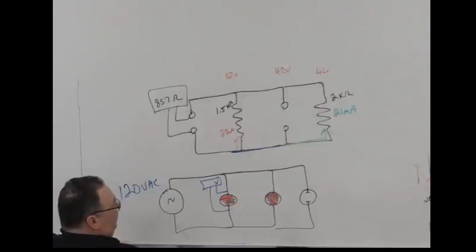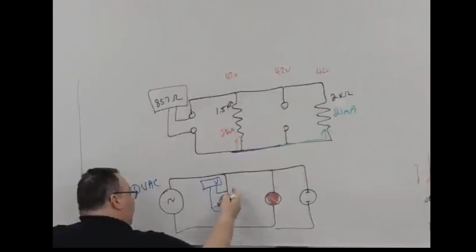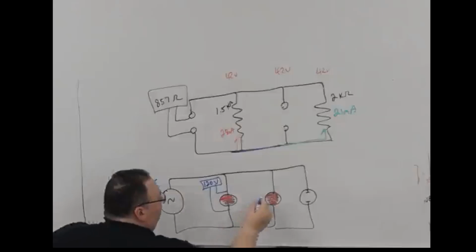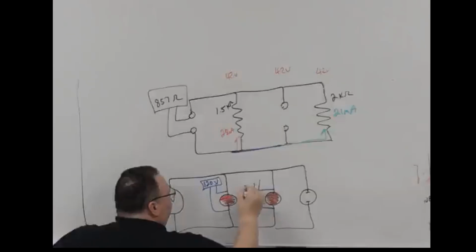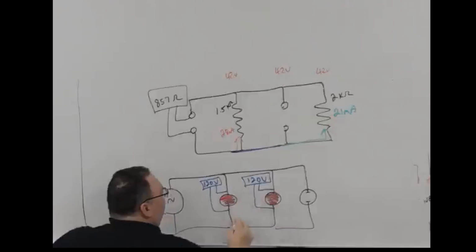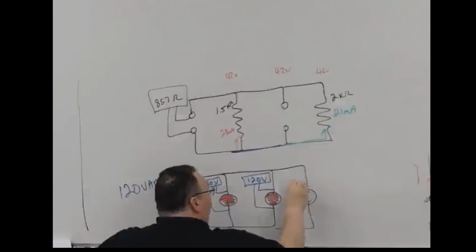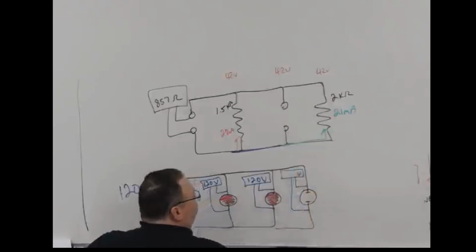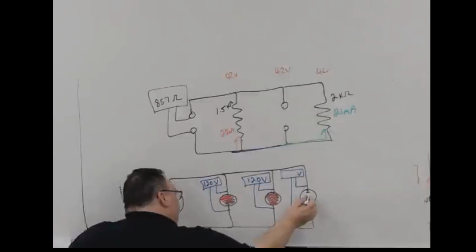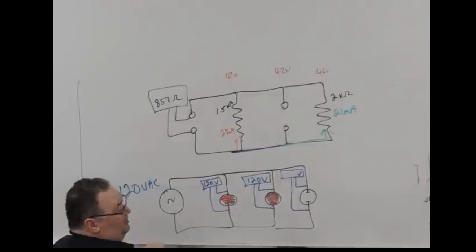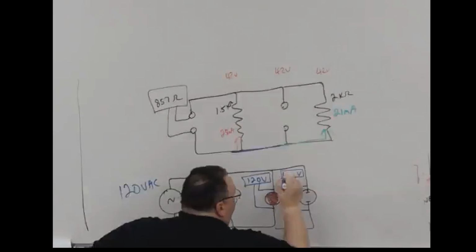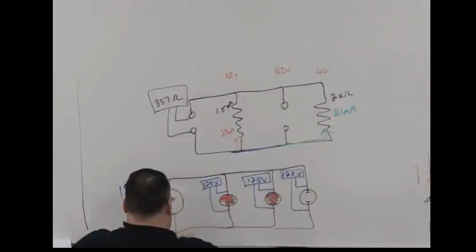My bulb is good. My load, or my bulb, is dropping full voltage. It's in parallel. I should read 120 volts. Same with this one. I should read 120. But now I have this open here. I have this bulb that's broken. What voltage will I read on that? Well, what voltage do I read across an open? I read 120 volts.